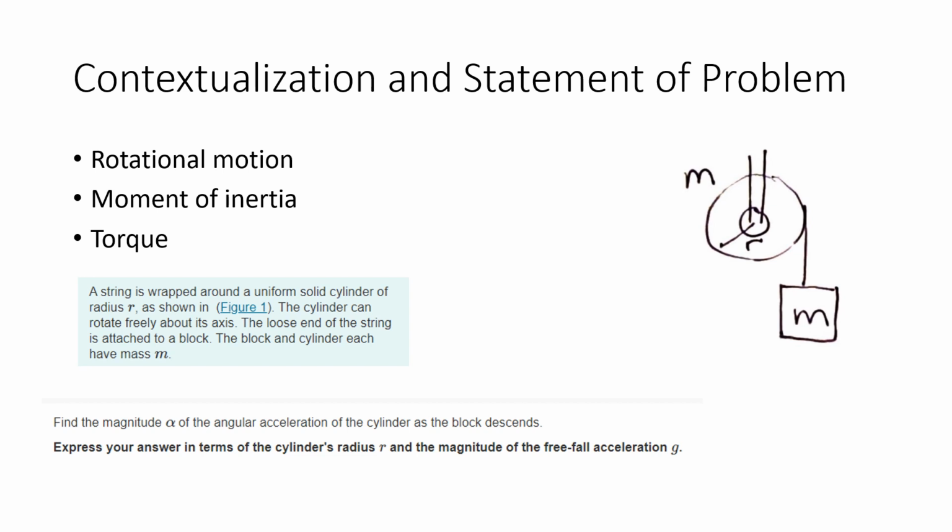Alright, so the question asks about a string that is wrapped around a uniform solid cylinder of radius r. This cylinder can rotate basically freely around the axis in the middle, and it's attached to the string with another mass on it that is equal to the mass of the cylinder itself. The question wants us to find the magnitude of a, which is basically the angular acceleration of the cylinder, as this block descends.